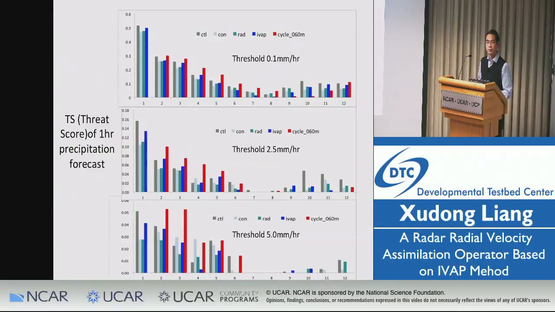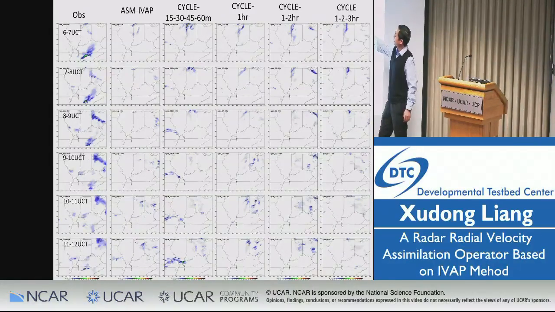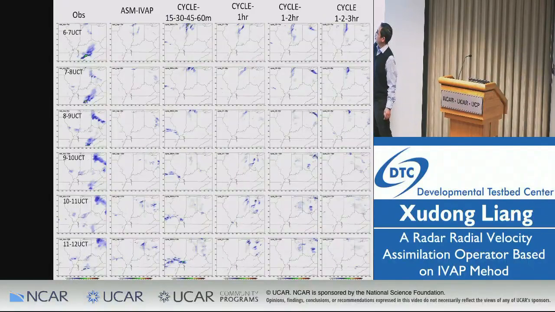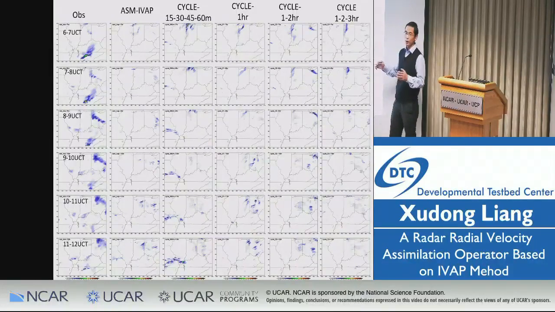When you say cycle 10, 1 hour, 2 hours, what does that mean? It means more frequent update of the cycle? Yeah, 10, 30, 40, 60, what does it mean? The configuration of this cycle is 10 minutes, 30 minutes, 40 minutes, up to 60 minutes. So you have more frequent update of the data. And this research is only every 1 hour.